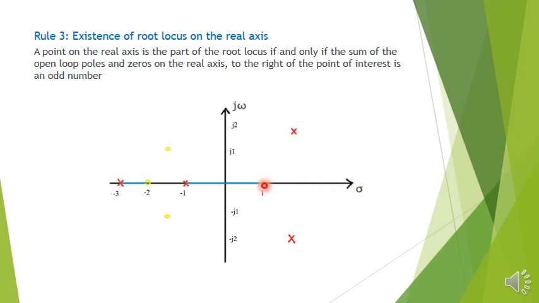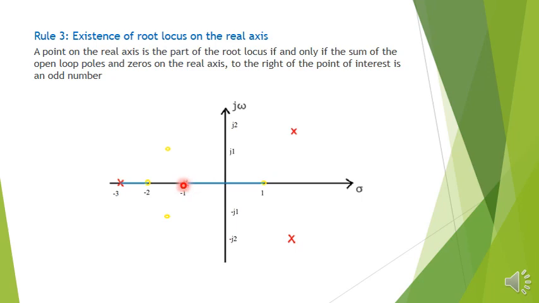Now if I consider any point from -1 to +1, it may be -0.5 or +0.5 or 0 or any point in between these two, how many poles or zeros are on the right side of this point? Only this pole, 1 on the right side. So for any point anywhere here, to the right only one pole exists, which is an odd number. So this is a part of the root locus.